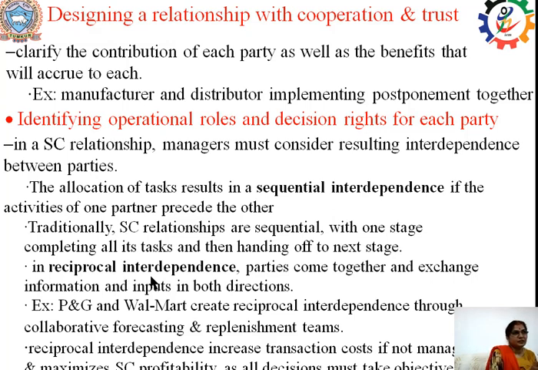Manufacturer does something, gives it to the wholesaler. He does something, once again gives back to the manufacturer. Then once again first stage to second, then second to first. Reciprocity is there. This is called reciprocal interdependence. This, if properly handled, will result in maximized profit compared to sequential. But the system is a bit more complicated, so if not properly handled it will incur more cost.